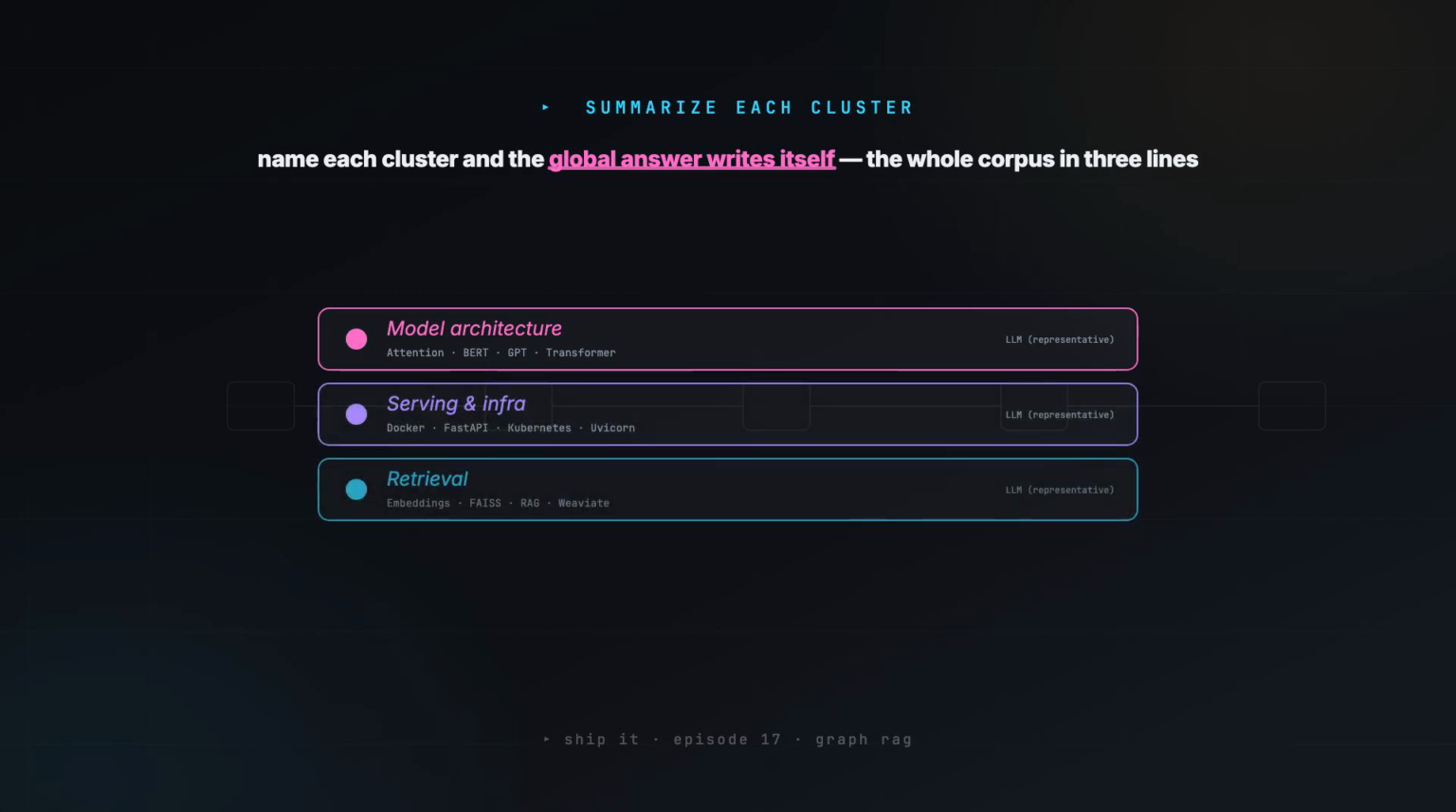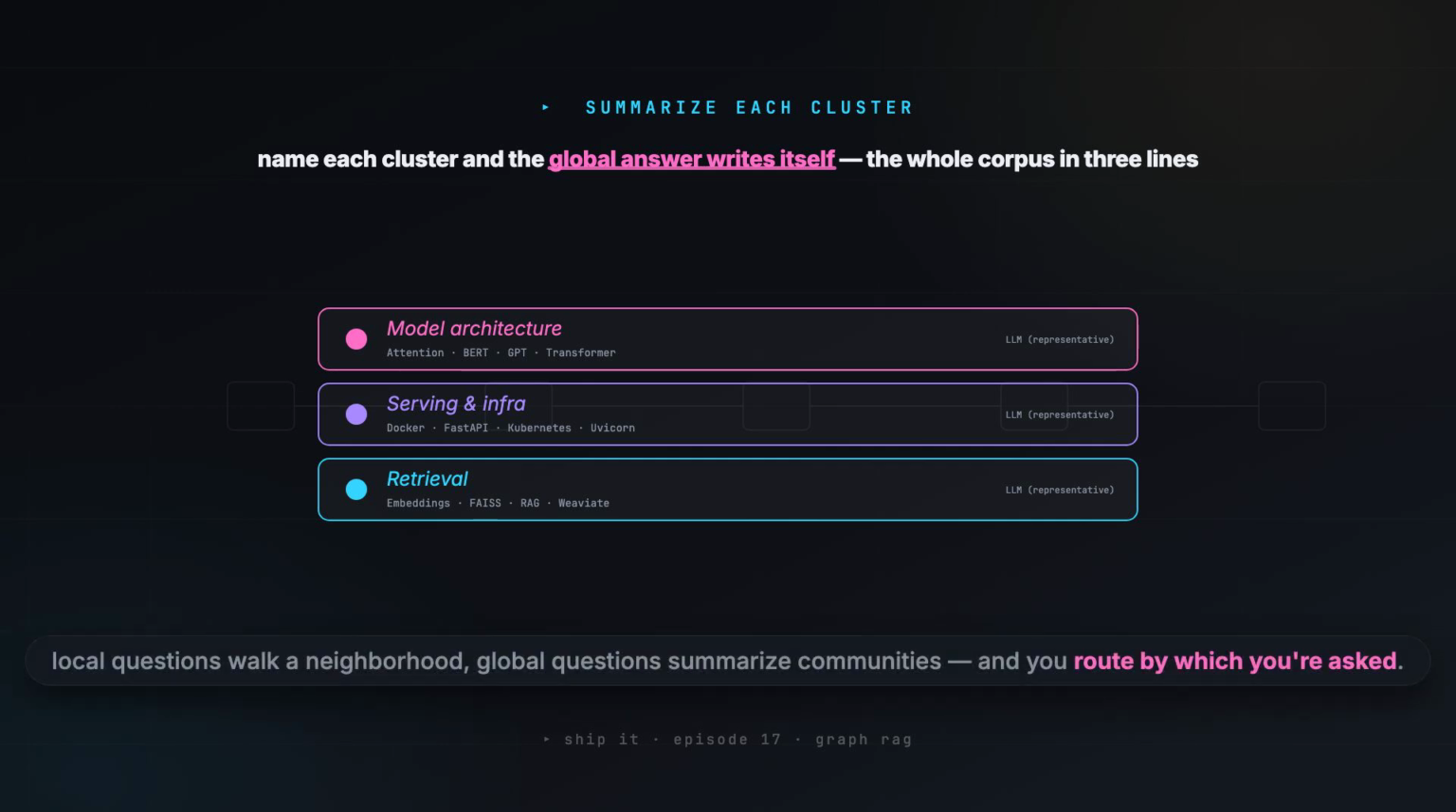That's the shape of graph RAG. Local questions walk a neighborhood, global questions summarize communities, and you route based on which you're asked.